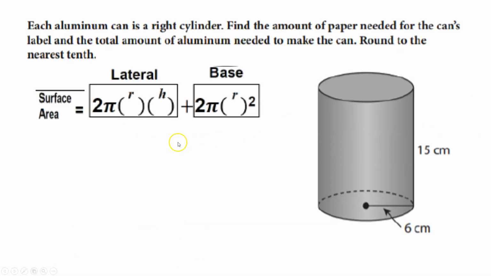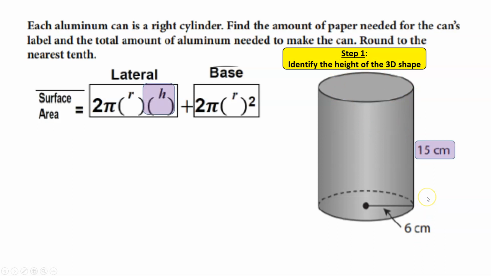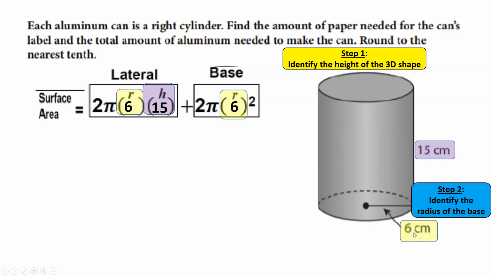All right, moving on. So let's go ahead and work this out. So if we have our shape here, let's identify the height of our 3D shape. In this case, from the top to the bottom, which is 15. Our radius, oh, they give that to us. That's 6. Let's go ahead and plug that in, and let's take a moment to calculate the terms in pi.